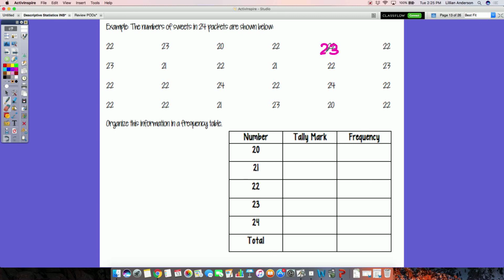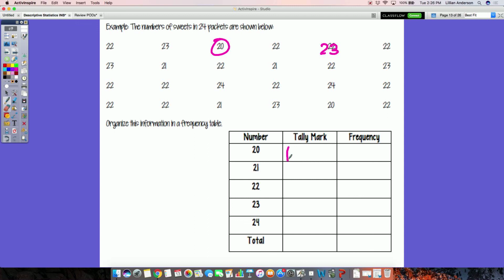So normally a frequency table does not have the tally marks. It's just there to help you. It's a quick way of keeping track of how many you have. Basically, all you do is go through your data and see, okay, how many number 20s do I have? Well, I have one here.